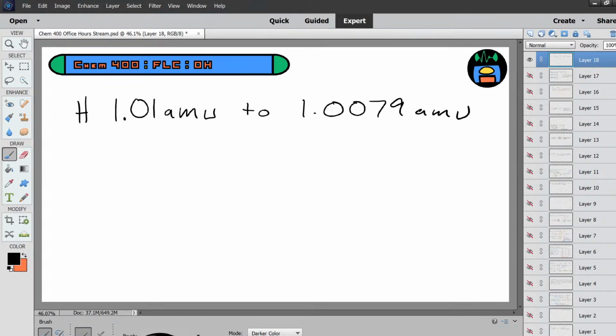Jason, if you repeat the calculation using 1.00794, you will totally get the right answer, because your mass for water will be 18.7 something. It'll be a lot closer.